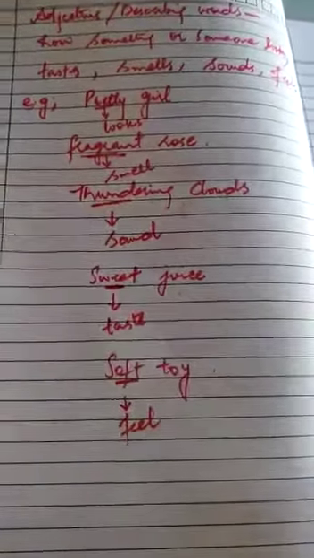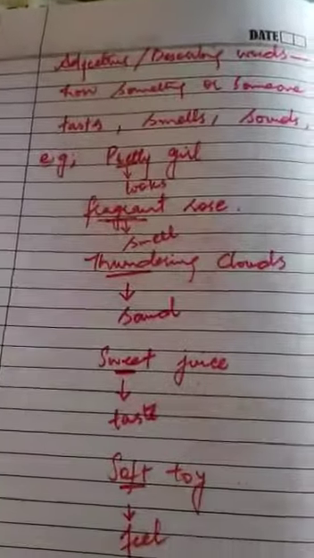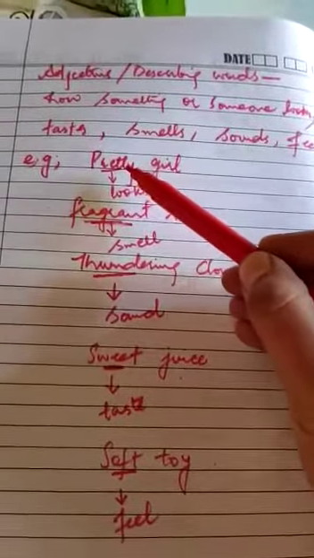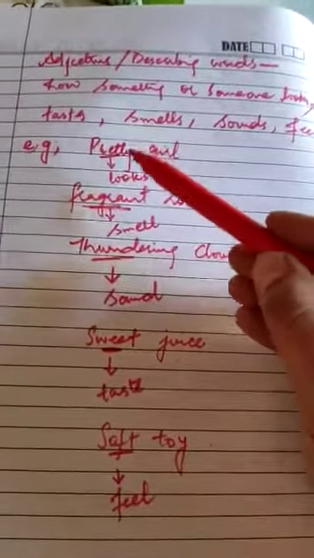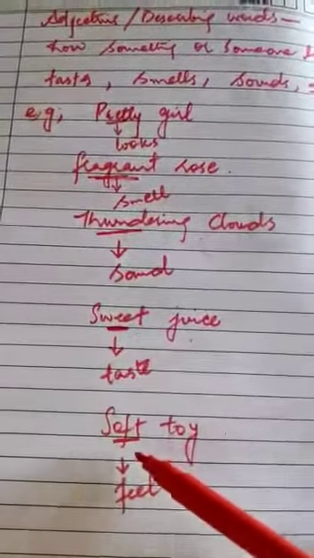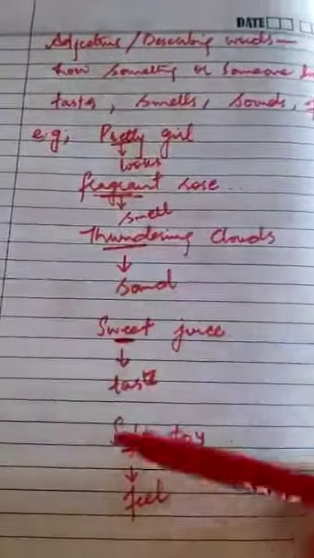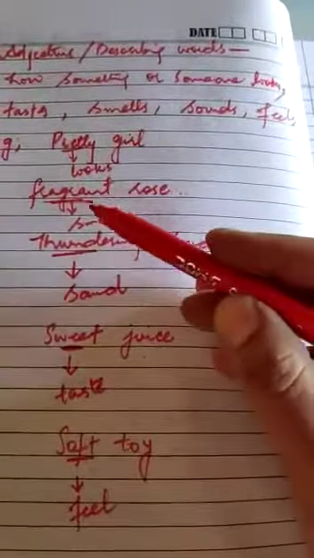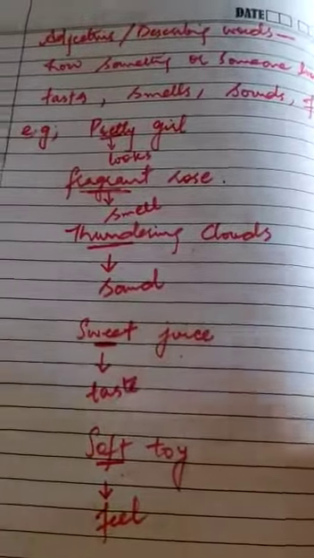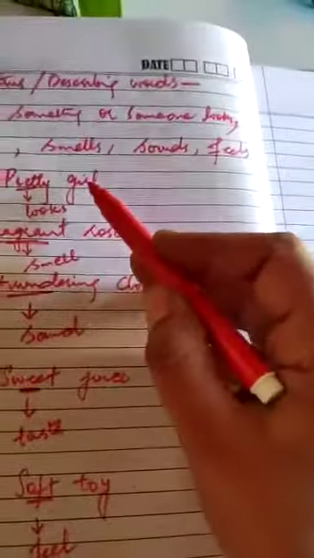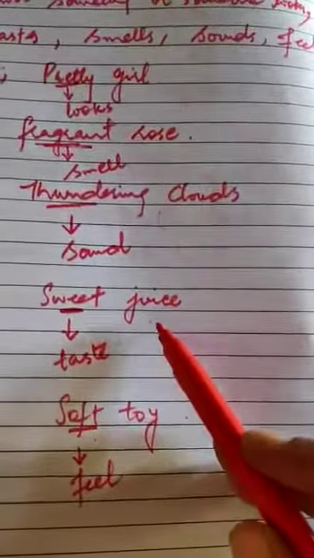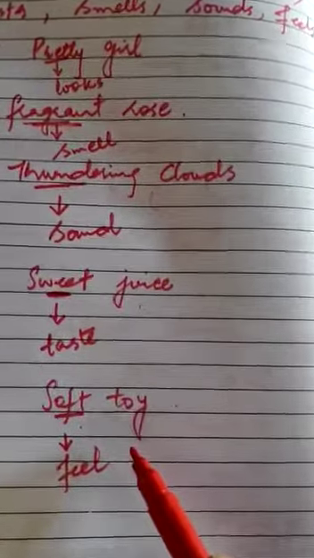So my dear students, these are called describing words or adjectives. Pretty, fragrant, thundering, sweet, soft. These are all describing words and they describe the noun. A noun is the name of a person, place, animal or thing. Here we have the noun girl, here we have the noun rose, here we have the noun clouds, here we have the noun juice, here we have the noun toy.